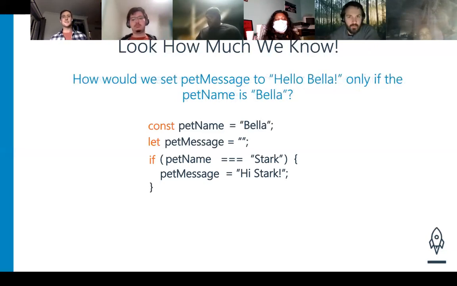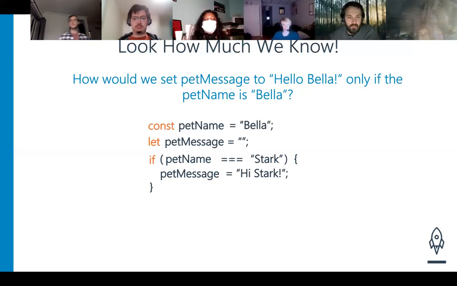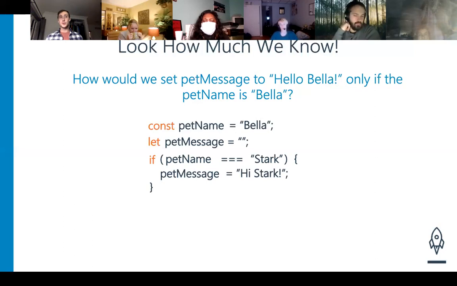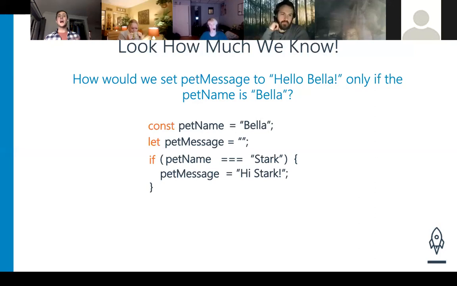All right, and let's keep going. How do we set pet message to hello Bella only if the pet name is Bella? What would we do here? If pet name triple equals Bella, and then just curly bracket, pet message equals hello Bella. I like all of that, but we missed one big thing. We said if, that's great, but what else should we maybe do? Exactly. We have the option to write a whole other if statement if we want, but we can ask ourselves too, can that if statement be chained to the one above it? So what word should we say?